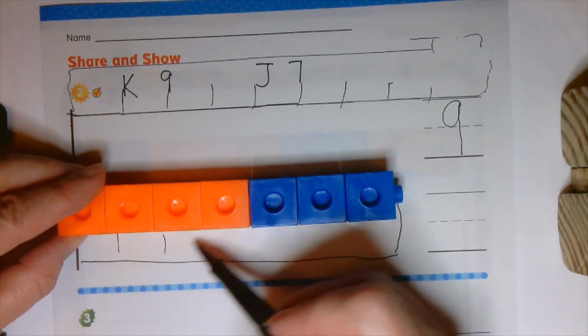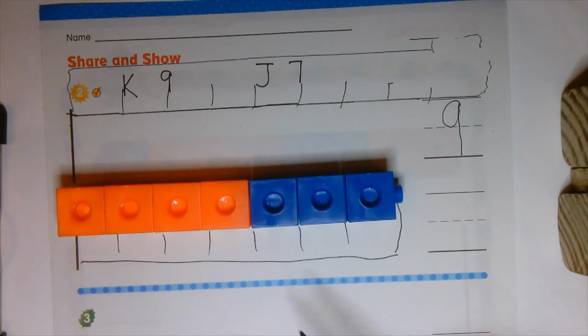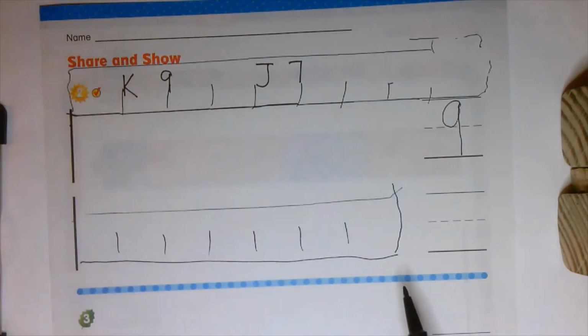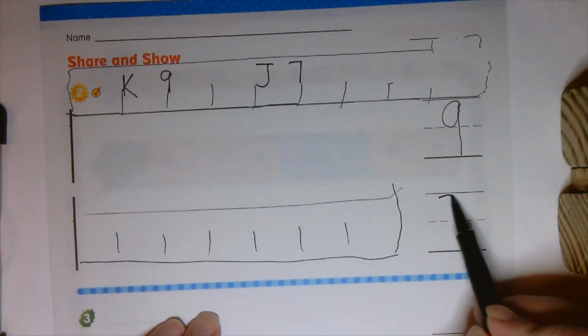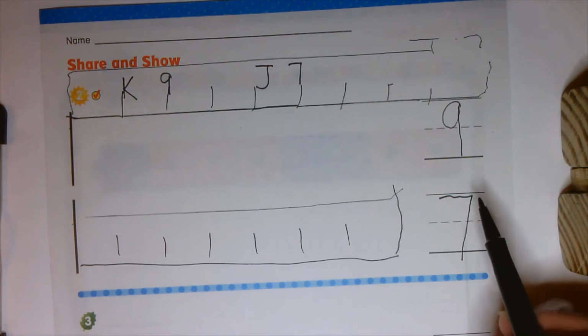I'm going to just mark my cube divisions because, boys and girls, in first grade, there's something we're going to do with bar models, and noticing where the cubes separate is going to be what we need. There's 7, and you can tell which one is greater, right? So you're going to circle the one that is greater.